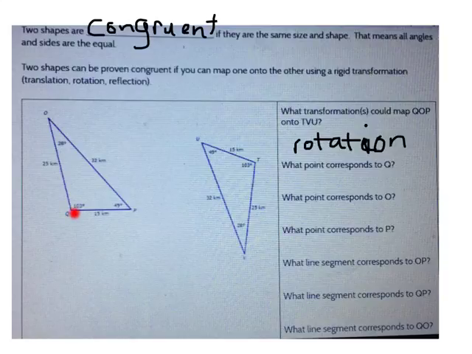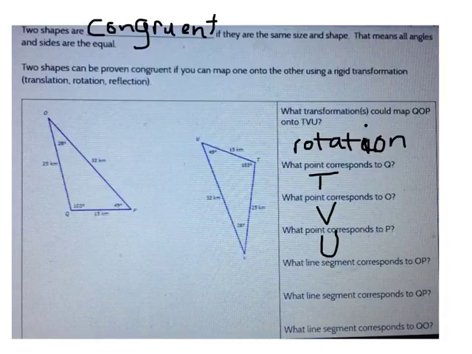I can look and see that Q is a point next to a 103 degree angle. T corresponds to Q because it has the same angle. What point corresponds to O? V corresponds to O. What point corresponds to P? U corresponds to P. What line segment corresponds to OP?